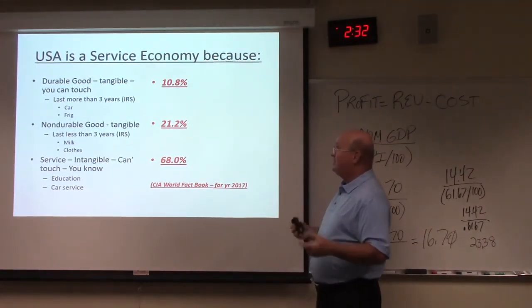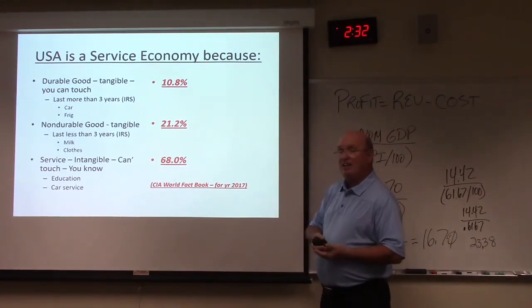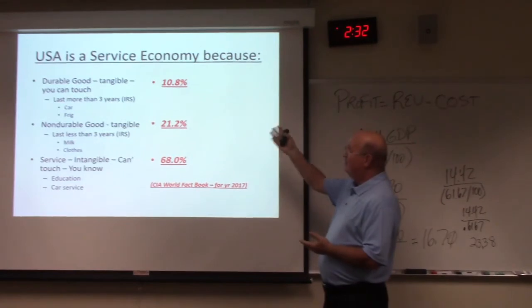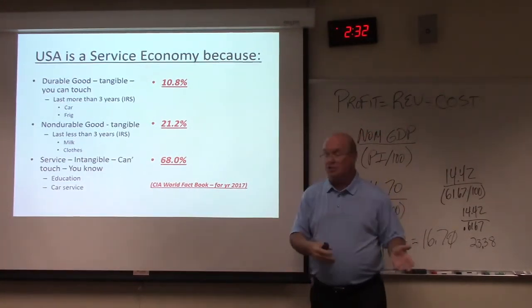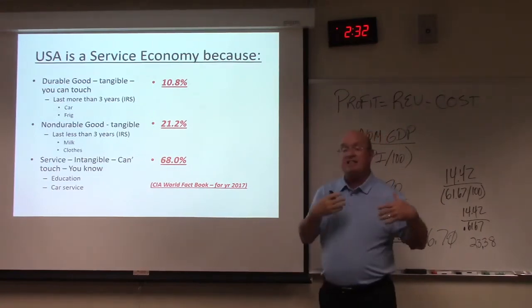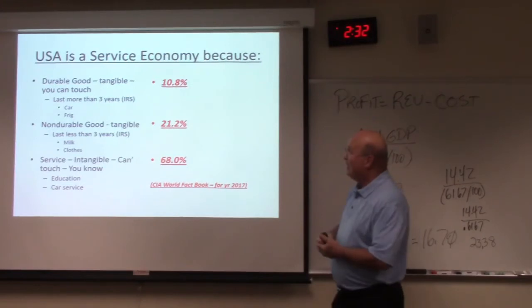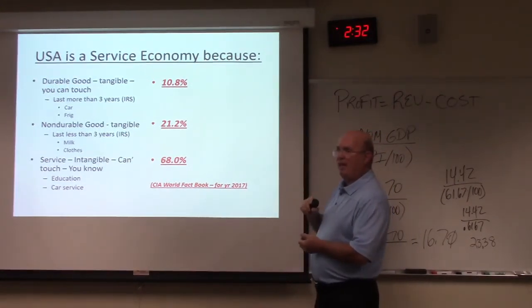Now, what decides a durable good and a non-durable good? How long we have it for. If it's 3 years or more, it's a durable good. If it's less, it's a non-durable good. The IRS decided that, and that's what we use. Non-durable goods, milk and clothes would probably be the whole thing.